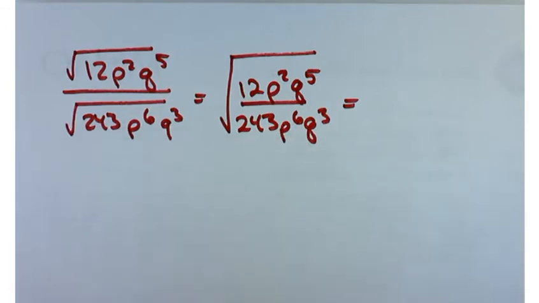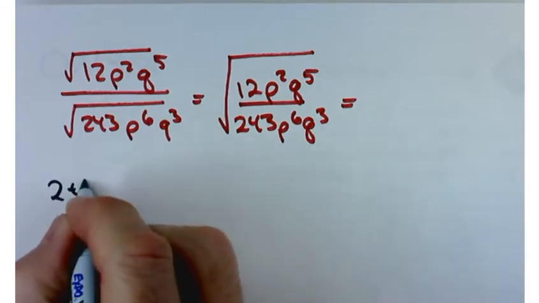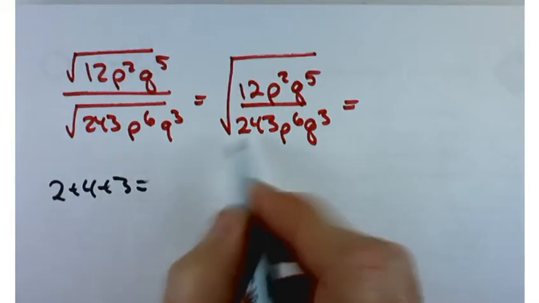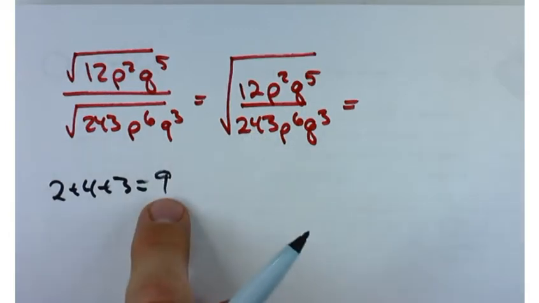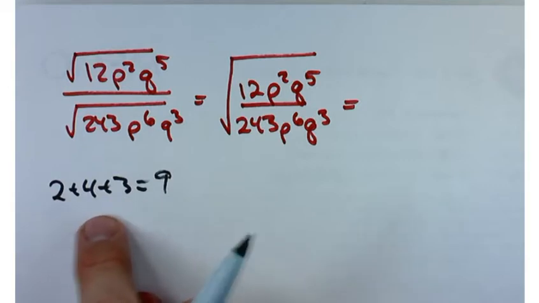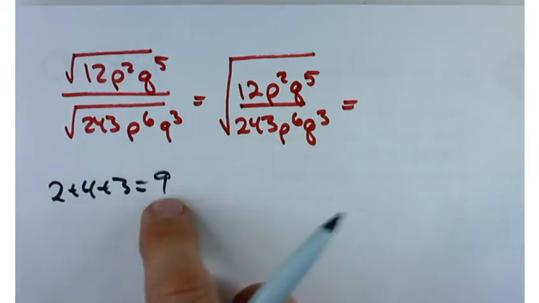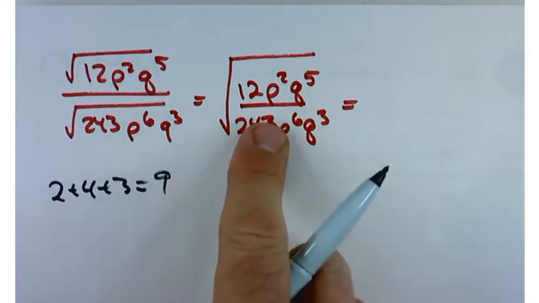If you add up the digits and get a number that's divisible by 3, then the original number is divisible by 3. So 2 plus 4 plus 3 is 9. Since 9 is divisible by 3, so is 243.